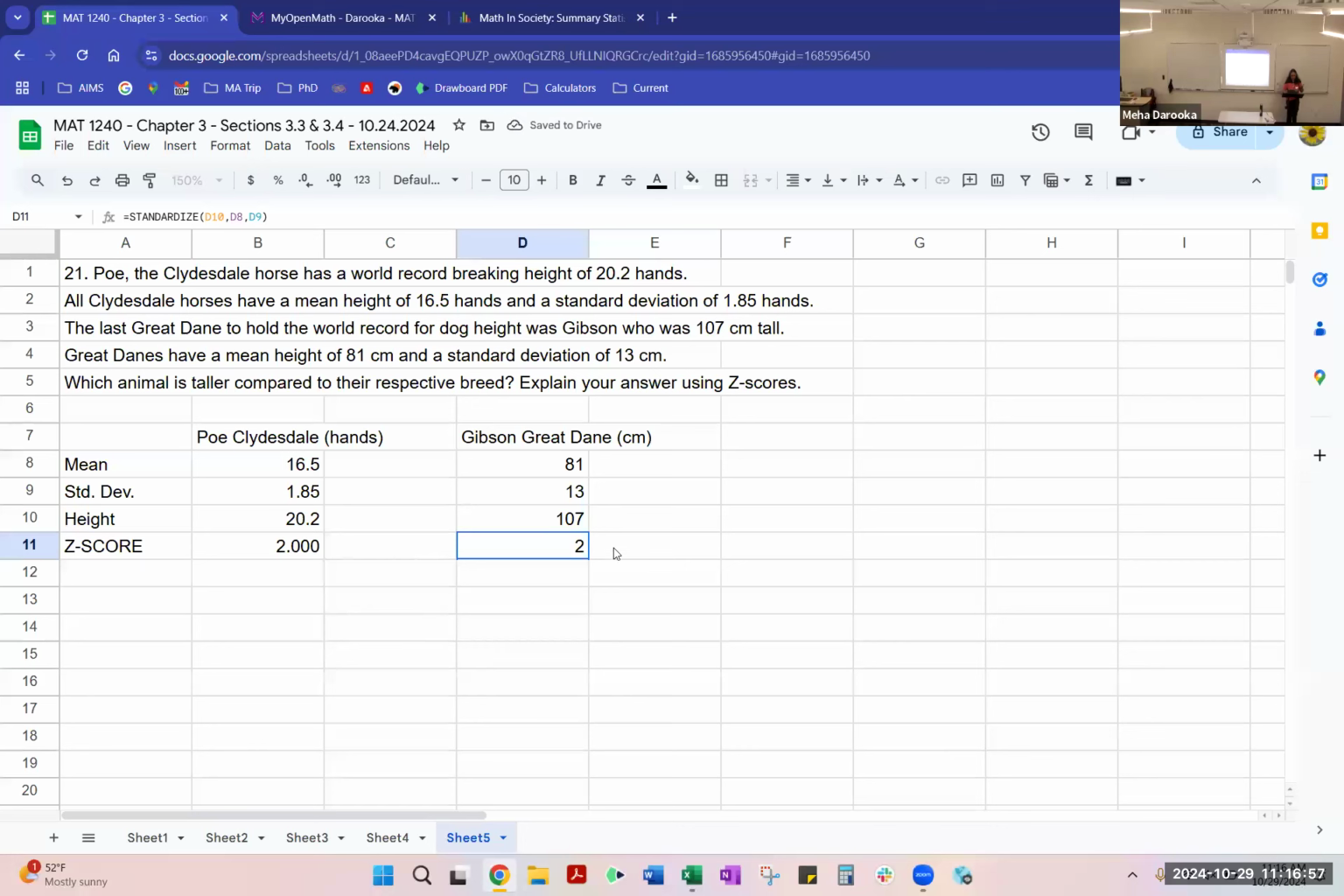And again, you can see this one. Did we use the right numbers? So data was 107, mean was 81, and standard deviation. Okay, so this one was a whole number, so your z-score should have 2 decimal places on it, so 2.00. But yeah, very good. So what does that tell us? Which animal is taller compared to their respective breed?